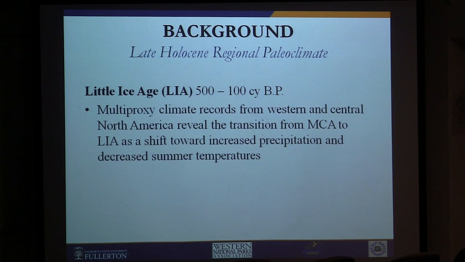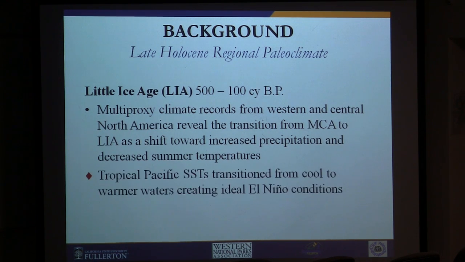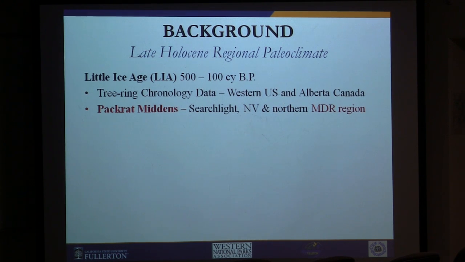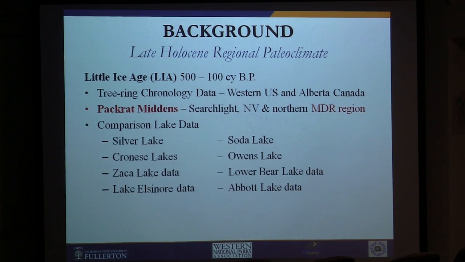where multi-proxy climate records from Western and Central North America reveal the transition from the MCA to the LIA as a shift towards increased precipitation and decreased summer temperatures. So we move from the MCA drought-like conditions into a wetter and cooler climate. The tropical Pacific sea surface temperatures transitioned from cool waters, which is the La Nina, to warmer El Nino conditions. And we used, again, tree ring chronology, pack rat middens from the Mojave Desert region, and comparison lake data.